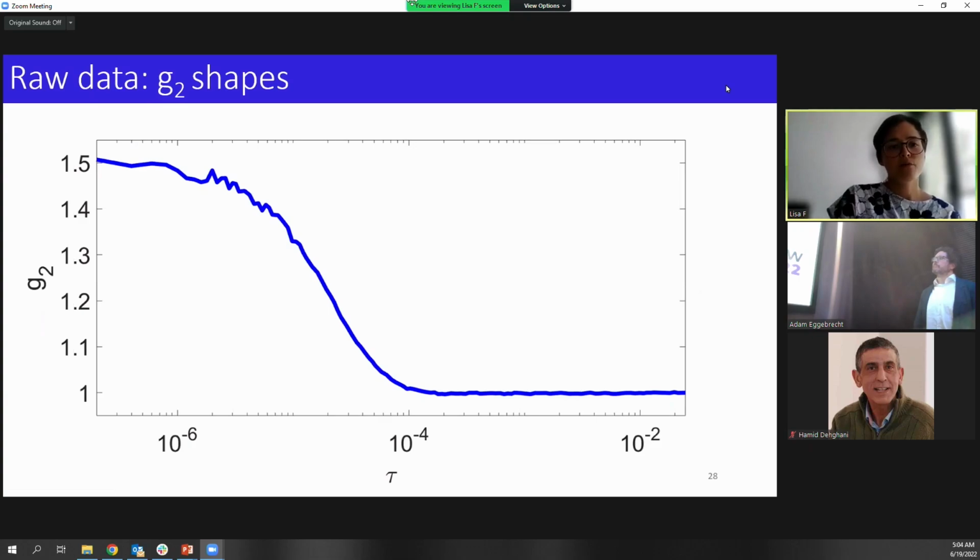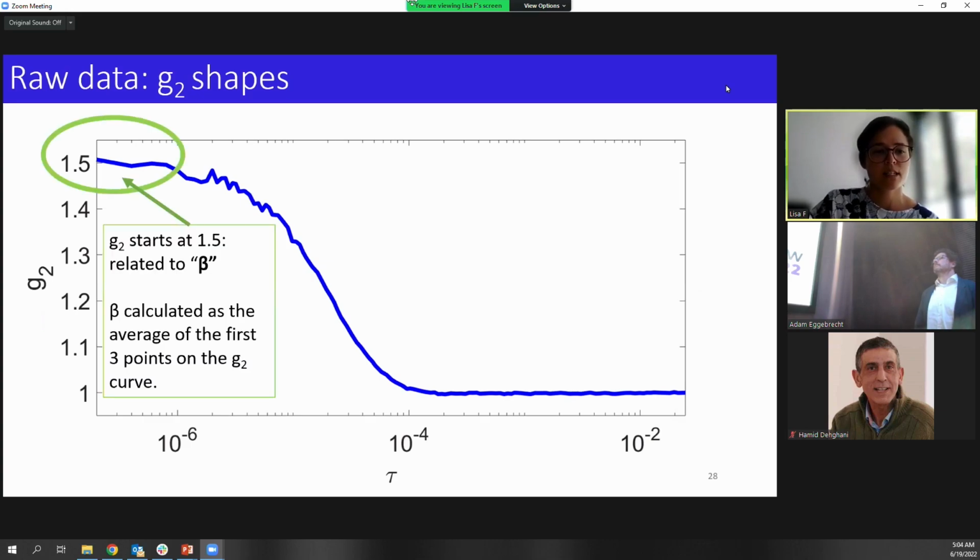So talking about the raw data, as I hope you know by now, the raw data are these G2 intensity autocorrelation curves. And just the shape of this curve gives us a lot of information about how good our data is. So first off, we can see that this curve starts at around 1.5. The point at which this curve starts is related to this beta parameter that I talked about when introducing the Siegert relation. And beta is normally calculated as the average of the first 3 points on the G2 curve.